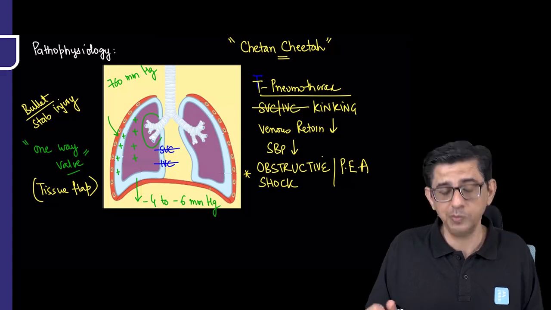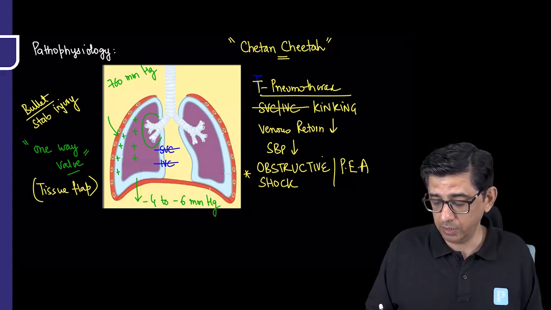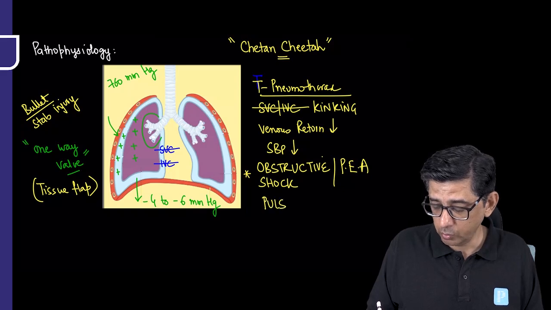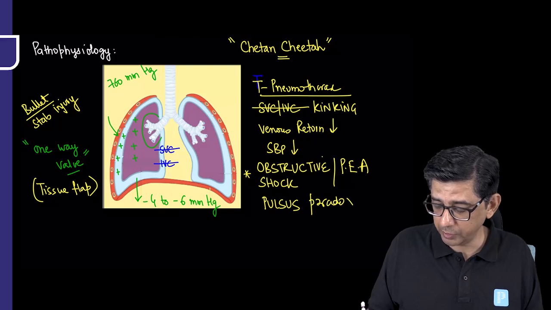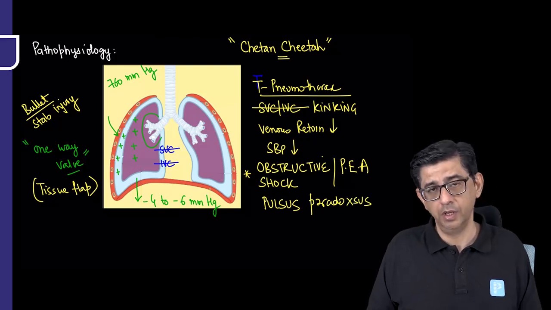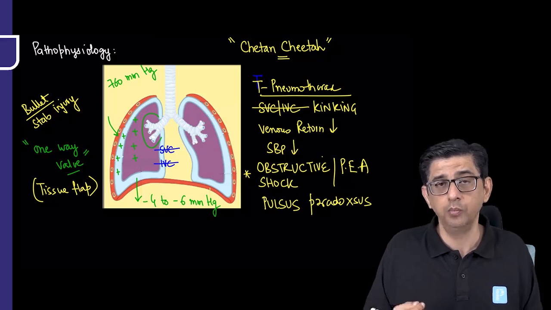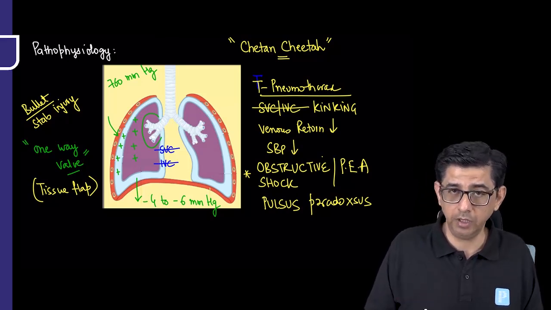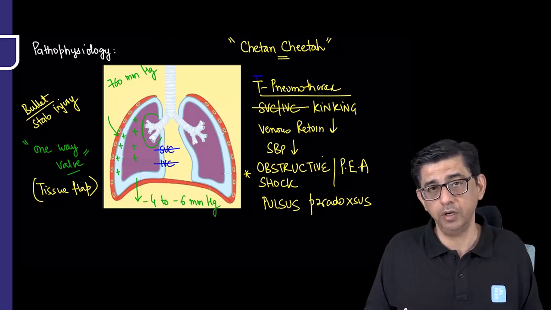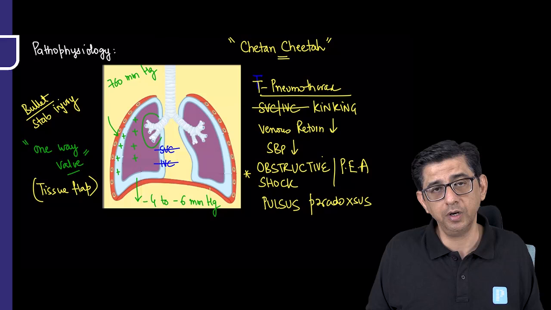Why? Because in these patients, the superior vena cava and the inferior vena cava are crushed, and therefore do not be surprised that he says the word pulsus paradoxus in the literature of tension pneumothorax. You read about pulsus paradoxus with cardiac tamponade, you read it with constrictive pericarditis, but today I'm teaching you that apart from cardiac tamponade and constrictive pericarditis, you need to remember the respiratory condition also.